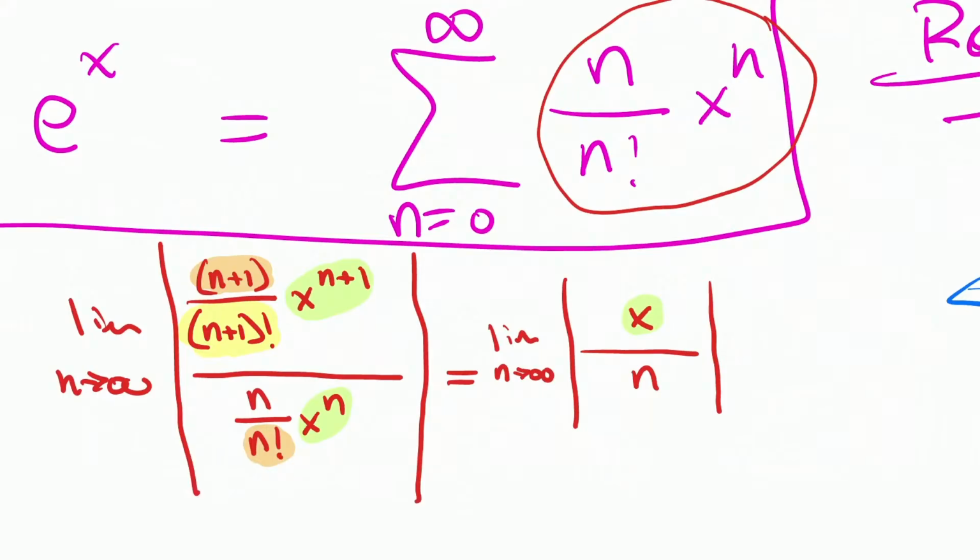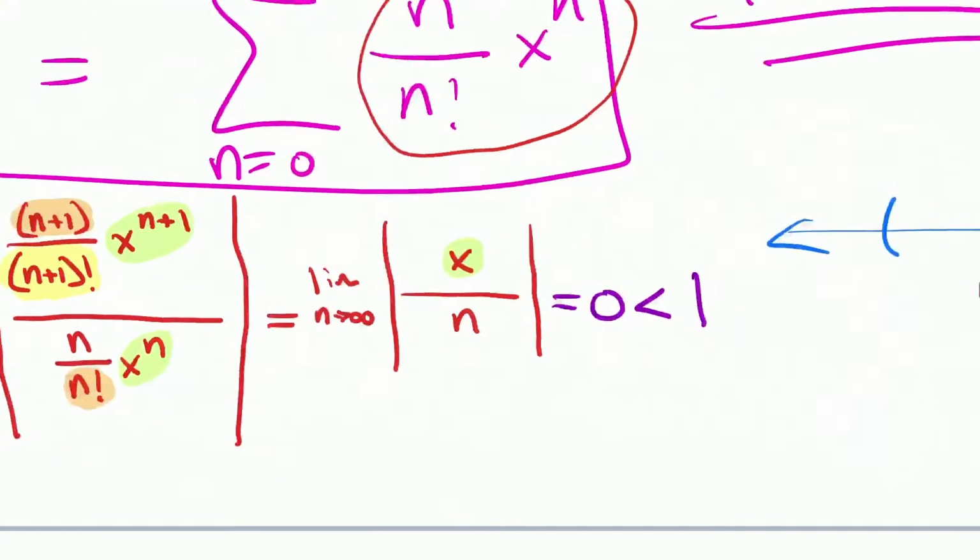Now we've got to do our limit. Landon, what is the limit as n approaches infinity of this thing, as long as you believe that my algebra is correct? It's 0. Oh, yeah, it is 0. And 0 is less than 1. Notice that it doesn't matter what x is. x can be any number you want, and this is always going to be 0, which is less than 1, which means that this thing converges.